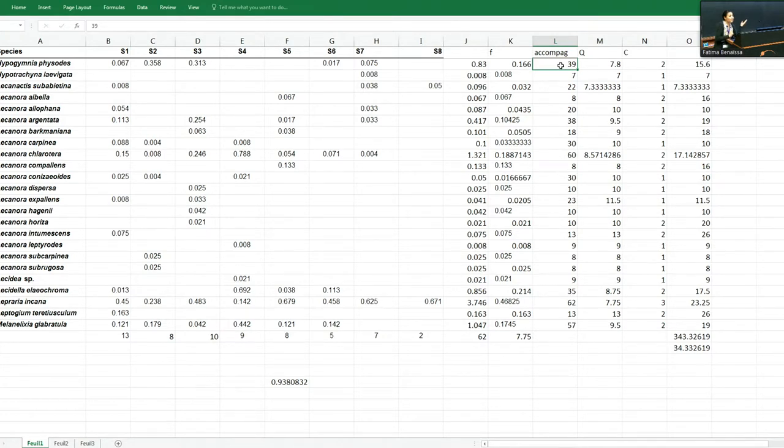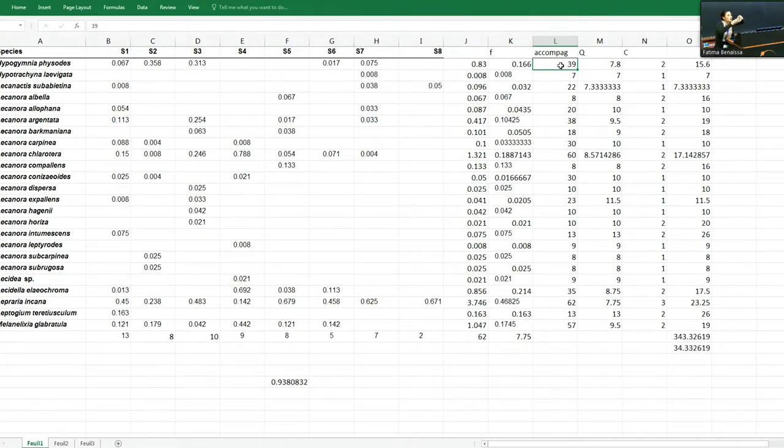Okay, for the first seat there are 13 species. So how many species accompany the first species in this seat one? 12. Because accompanying species is not the term in English. This is species accompagnatrice. 12. Itself plus 12 species, the total is 13.